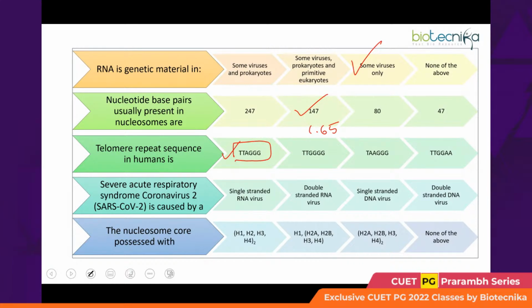SARS-CoV-2 is caused by a single-stranded RNA virus. Okay, so definitely you can expect a question from SARS-CoV-2, anything related to coronavirus.